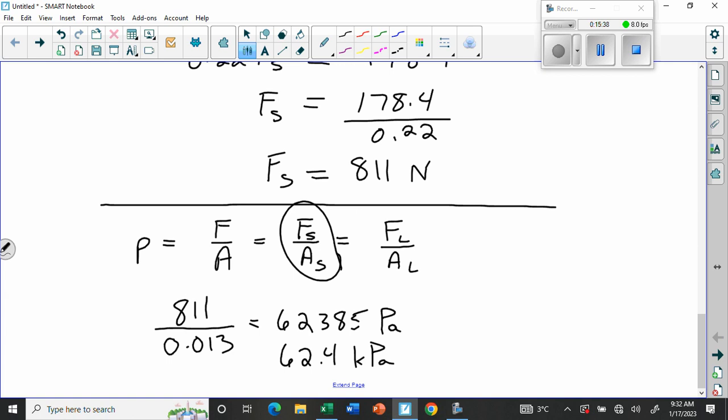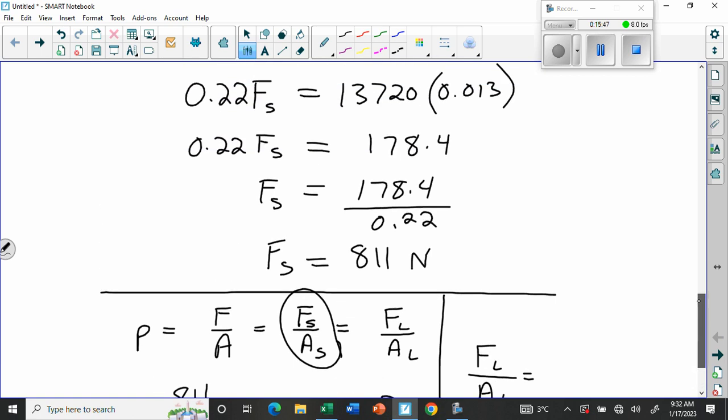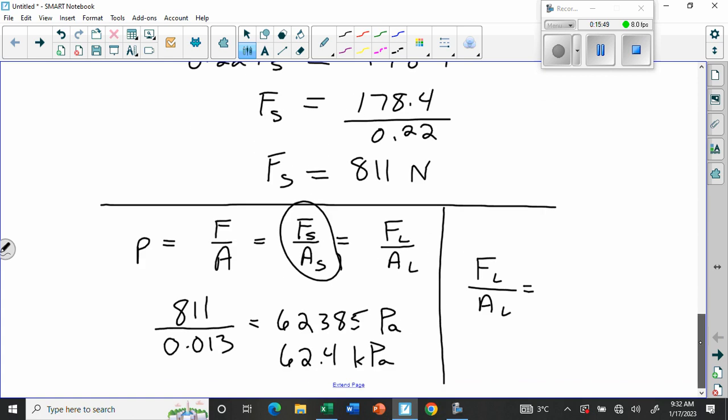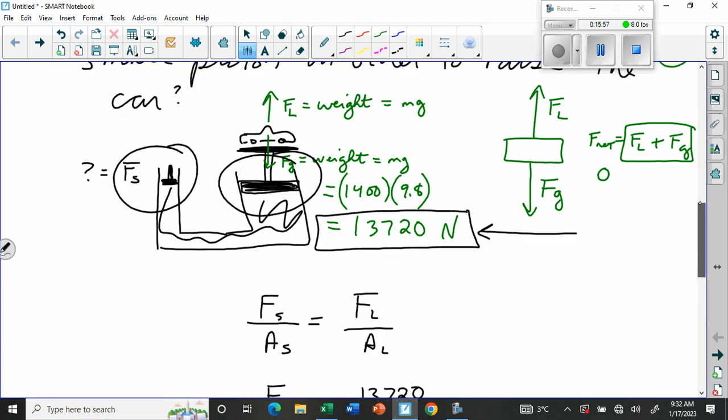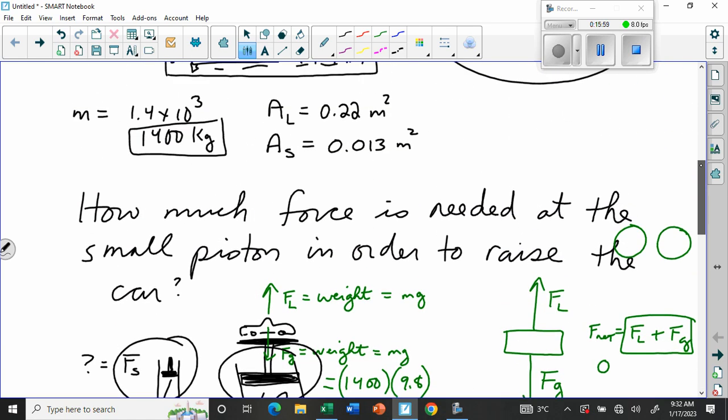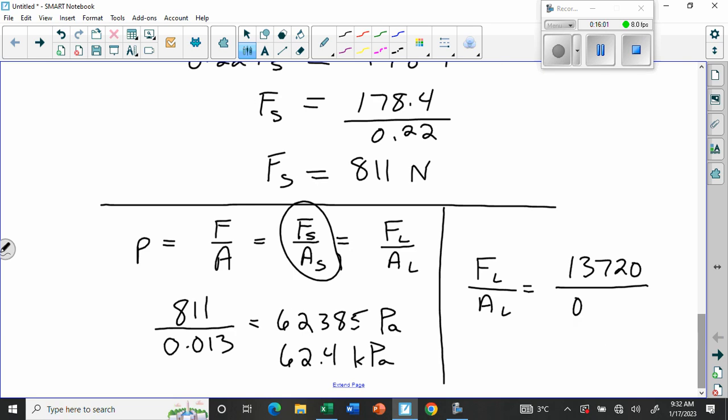Okay, or we could have done the large piston. It doesn't matter, so you can do one or the other, right? If we do the large piston, well, that force was much larger. If I go up there, 13,720, but it also had a much larger area. Its area was I believe 0.22. We'll go all the way up and check. Yep, 0.22, 0.22. But when you do this division, you should get a number almost exactly the same as what you got before.